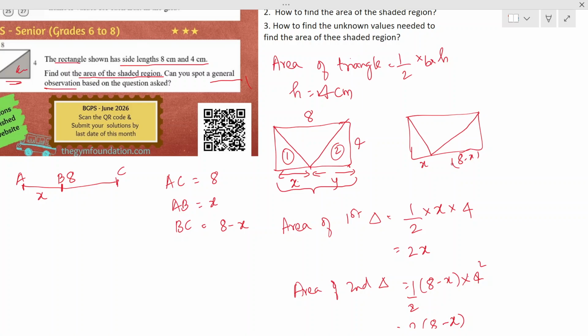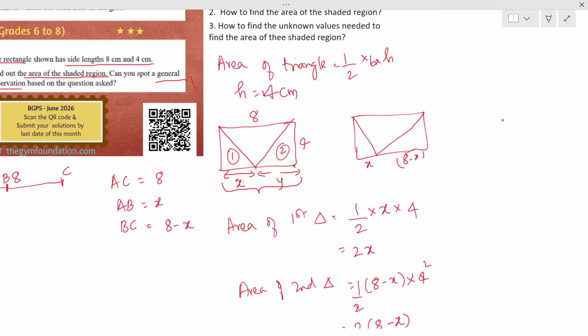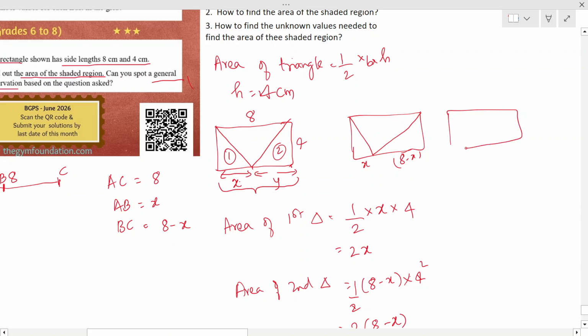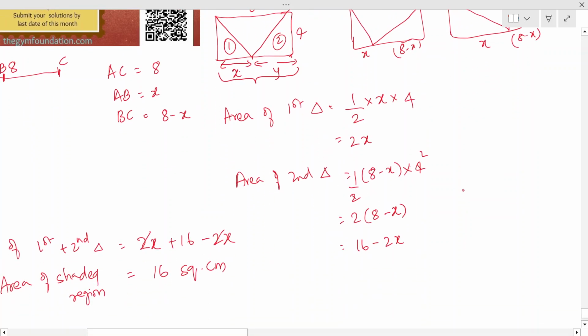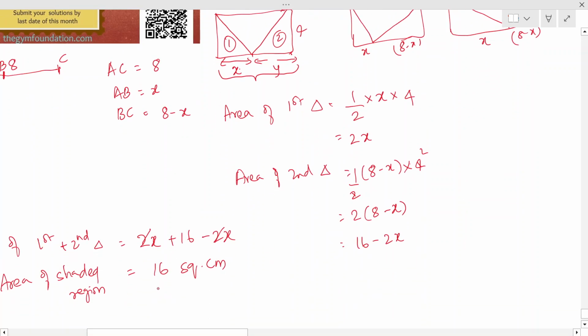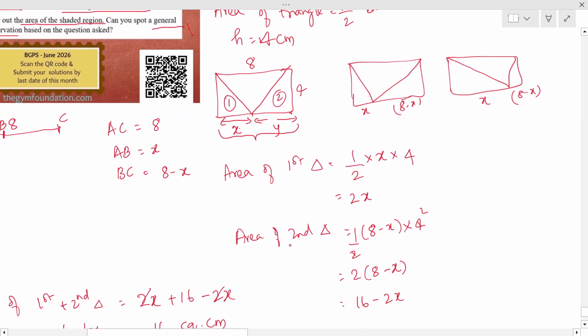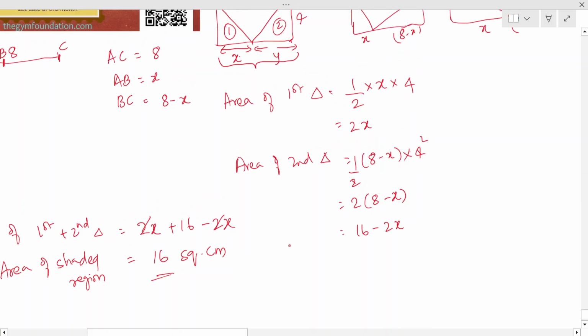So you are right, exactly, that x can be anywhere. Wherever the line hits, it can also hit very long like this, right? Wherever it hits, the area of the shaded region will always be 16 square centimeter because the 2x and minus 2x get cancelled. It's a generalization that we have applied. So it will be 16 square centimeter.